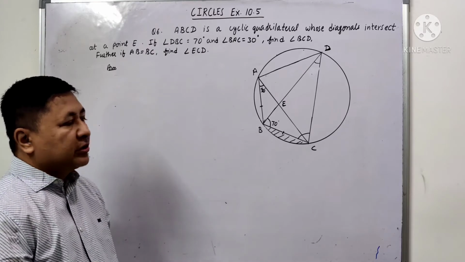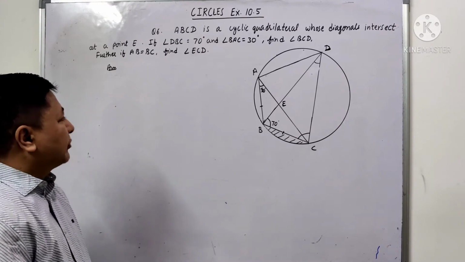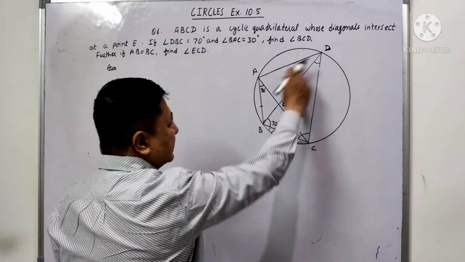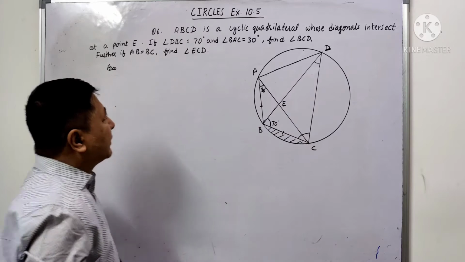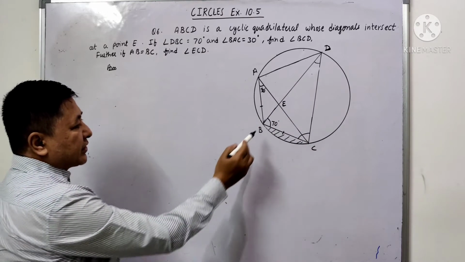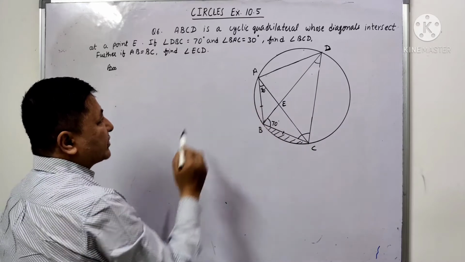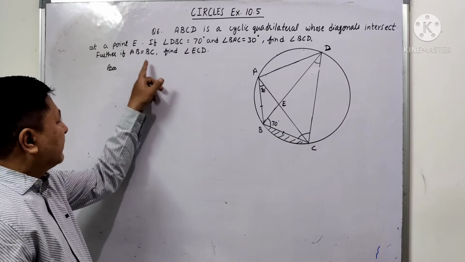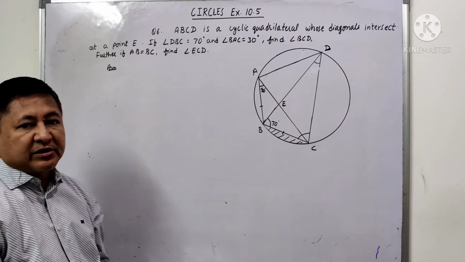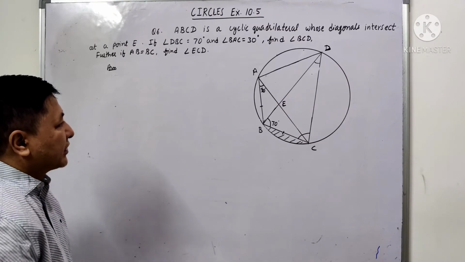ABCD is a cyclic quadrilateral whose diagonals intersect at a point E. The diagonals AC and BD are intersecting at E. Angle DBC is 70 degrees and angle BAC is 30 degrees, and we have to find angle BCD. Also, if AB is equal to BC, we have to find angle ECD also. Now let us start the question.